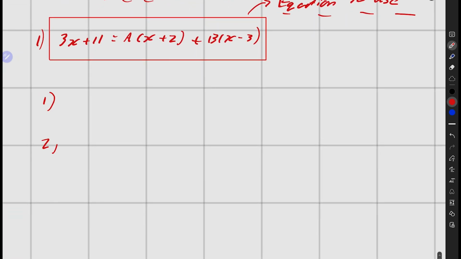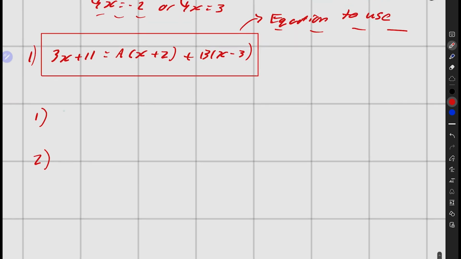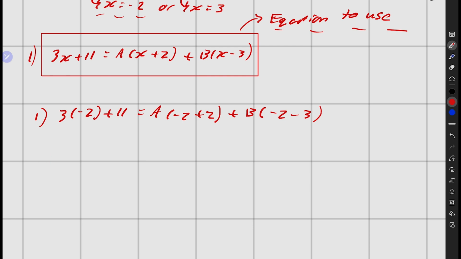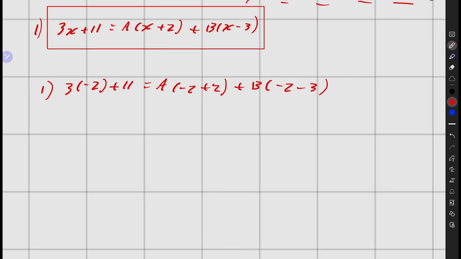Because we have two x values, all we're going to do is substitute each x value in and do the equation twice. That's going to solve both answers. Our first x value we got was minus 2, so we substitute that in: 3 times minus 2 plus 11 equals a multiplied by minus 2 plus 2, plus b multiplied by minus 2 minus 3. That's the first equation. In the second one, you're just going to substitute x equals 3 in. I like doing this because it saves you having to do it by simultaneous equations, but you can if you want.